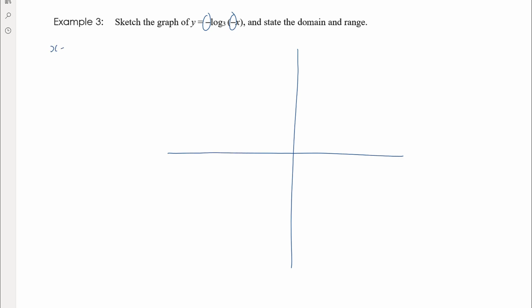Let's calculate the x-intercept. So x-intercept is going to be y equals 0, so 0 equals negative log base 3 of negative x. So that's the same as saying log base 3 of negative x equals 0, so just multiplying both sides by negative 1 or adding the log onto the left hand side. So negative x equals 3 to the power of 0, which means negative x equals 1, so x is negative 1. Okay. Alright, so we're going this way.